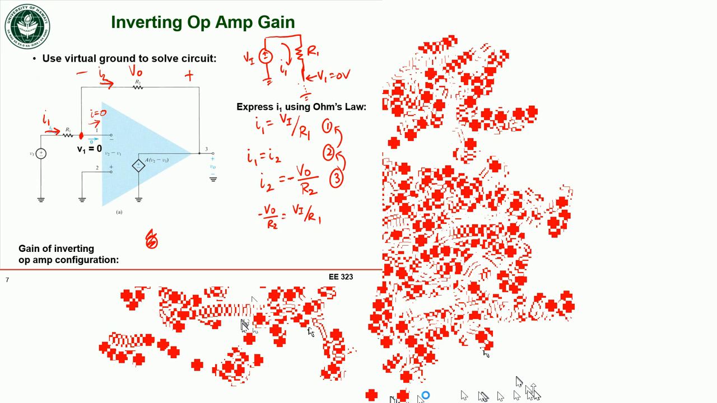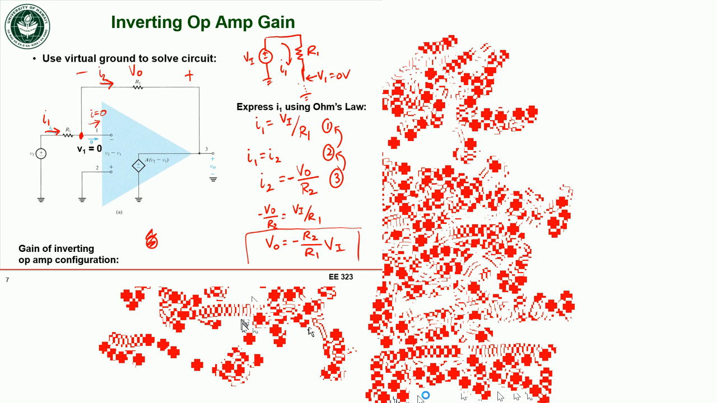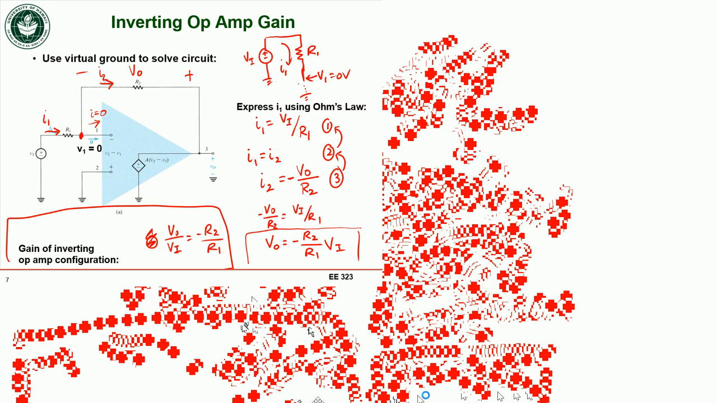But remember, I'm trying to find gain. So let me first just rearrange terms so that I'm solving for the output voltage. Okay, so this is the output voltage of my inverting op-amp, and the gain is just the output voltage divided by the input voltage. So that's negative R2 over R1. Sorry, what? So if I want to take the magnitude of gain, yes, it's R2 over R1, but gain can have positive or negative.